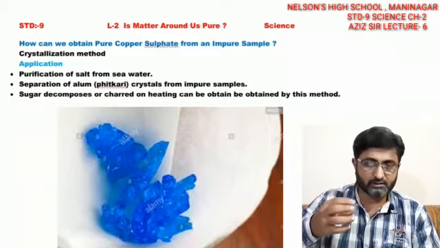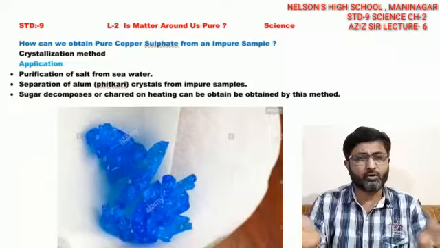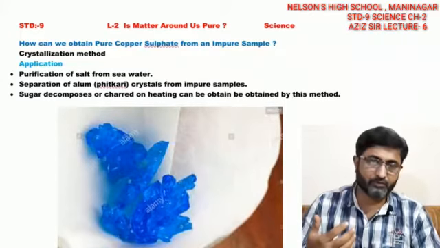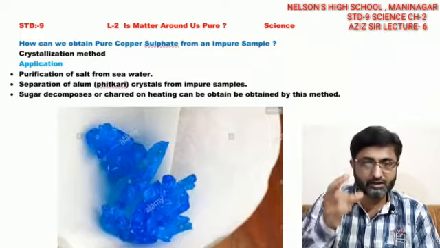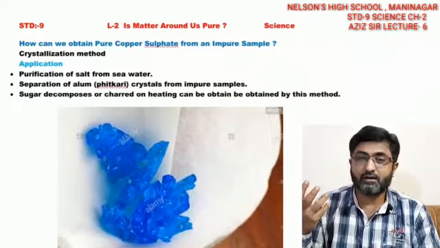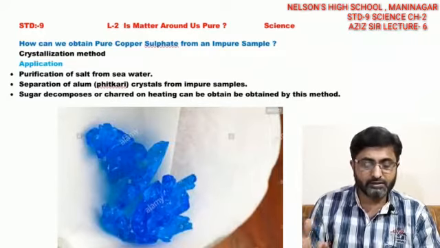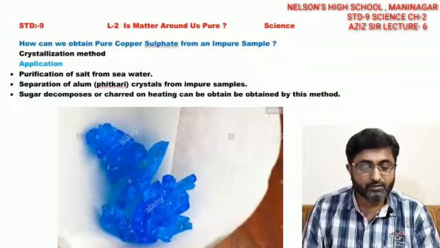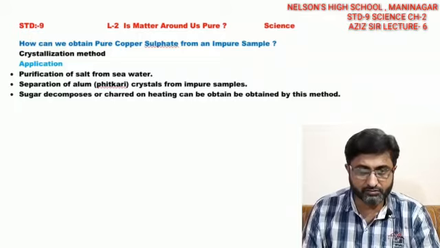So blue color crystals of copper sulfate are obtained, so only copper sulfate gets accumulated on that particular sample and can be collected from the mixture. So you have the crystals of copper sulfate, alum. These are the different substances which can be obtained in pure form. So applications are purification of salt.